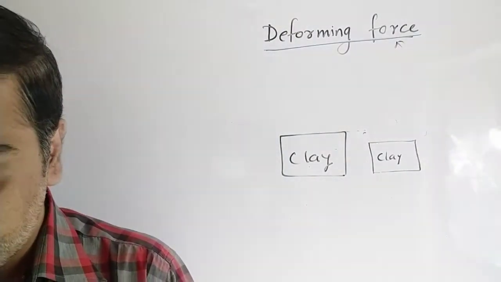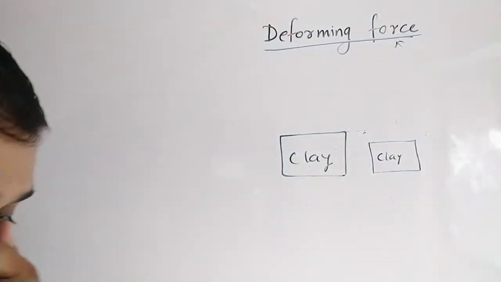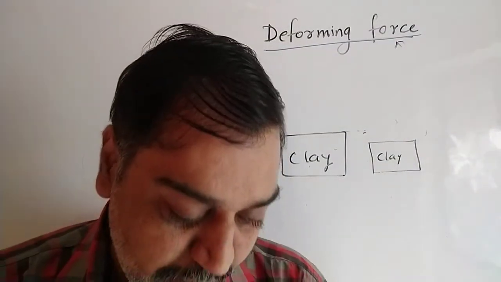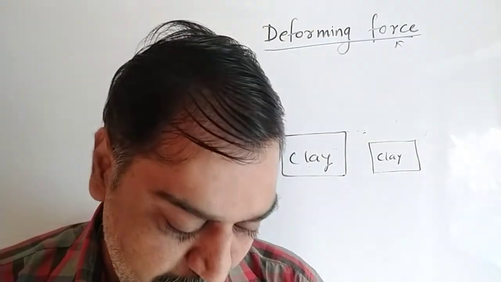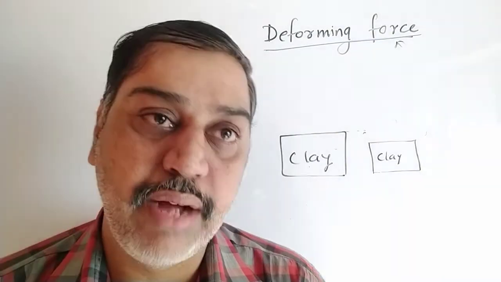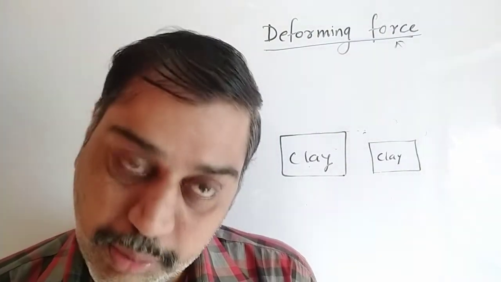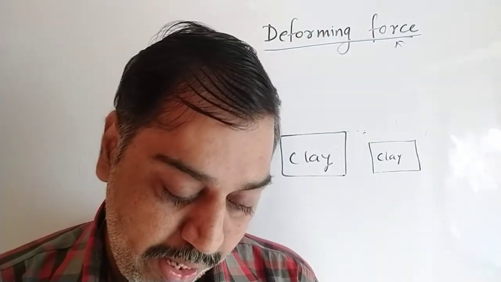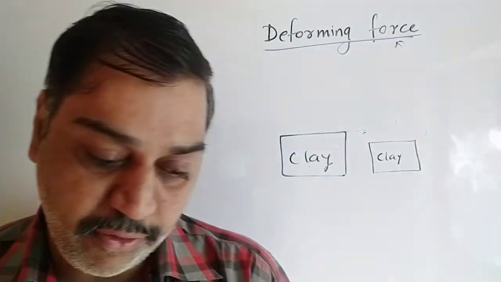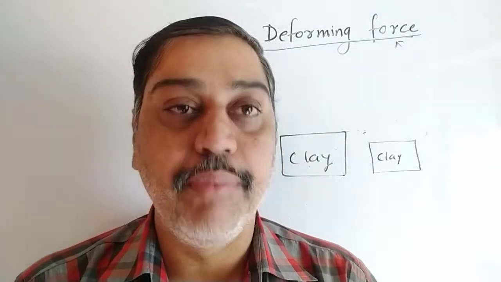We have seen what plasticity is. We have seen plastic bodies, just like clay. In your book, they have given the deforming force definition on page number 100. If you see the left hand side, they have given the definition. I will read it according to the book. The change in shape or size or both of the body due to external force is called deformation, and the applied external force is said to be the deforming force.